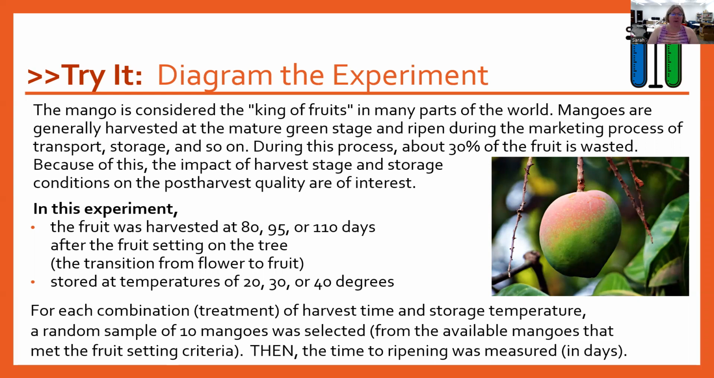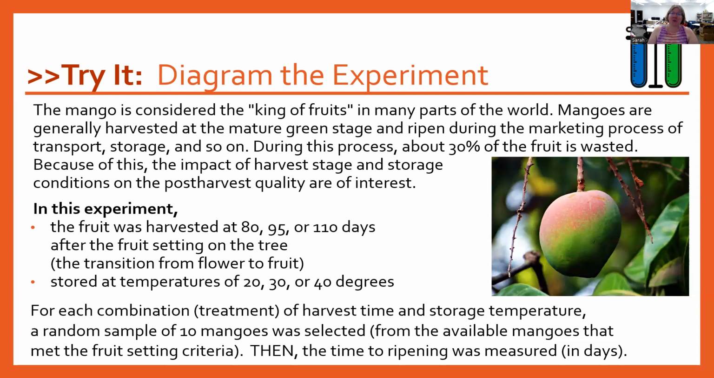In this experiment, the fruit was harvested at 80, 95, or 110 days after the fruit set on the tree. So that term fruit set on the tree is when the flowers on the fruit tree transition into what looks like little hard balls. And we used to throw those around on the playground when I was a kid, which is a terrible thing to do. They're kind of painful when they hit you. But when it makes that transition from the flower to those little hard balls, that's what we call the fruit setting on the tree. And so then the fruit was harvested either 80, 95, or 110 days after that happened.